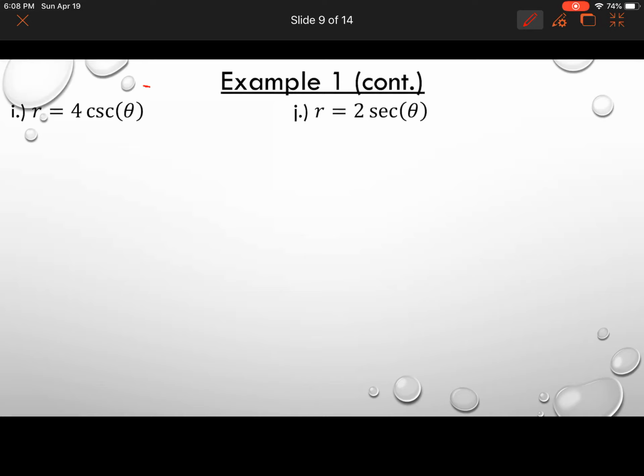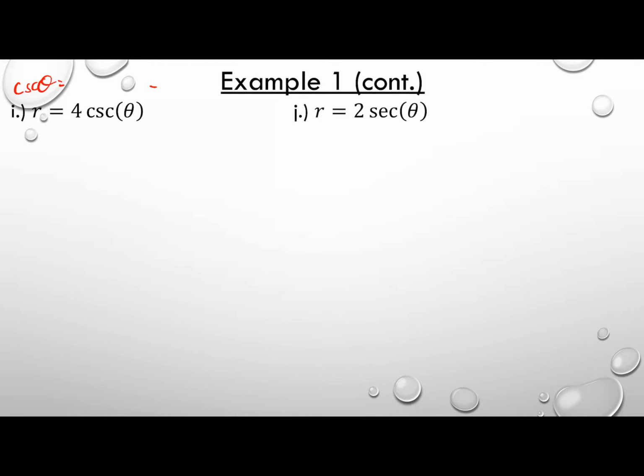Cosecant, if you recall, is a reciprocal. Cosecant of theta is the reciprocal of the sine function, so cosecant is 1 over sine theta. And secant is the reciprocal of the cosine function, so 1 over cosine theta.